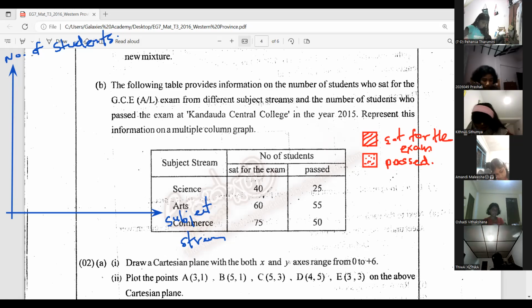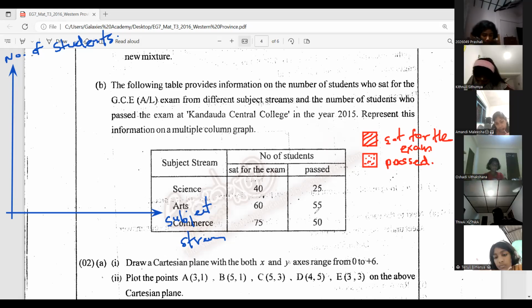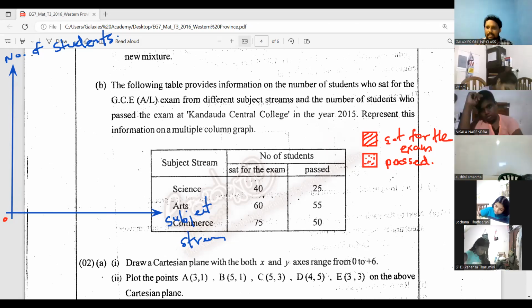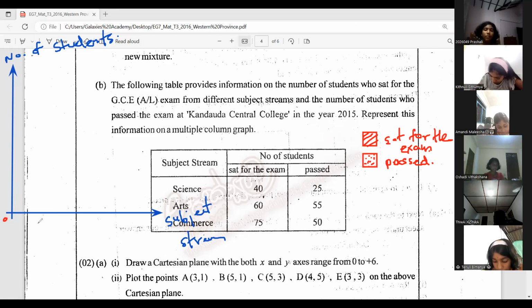Then look at the values given: 40, 60, 75, 25, 55, 50, like that, no? So you can take 20 by 20 or 10 by 10, any suitable value. This point is 0. Take it however you like, for example two squares each. I don't have squares here, because I didn't take the usual screen for this paper. So you do it properly in your scratch book. 20, 40, 60, 80.